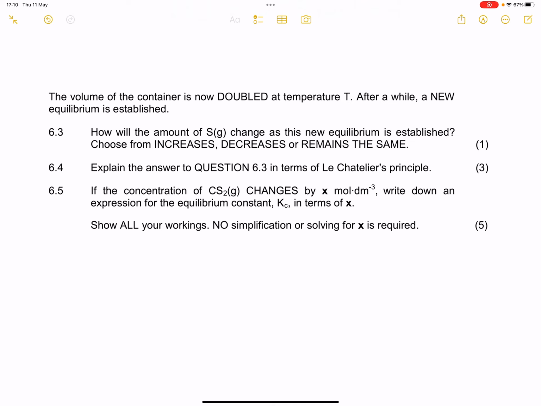They say to us the volume of the container is now doubled at temperature T, and after a while a new equilibrium is established.